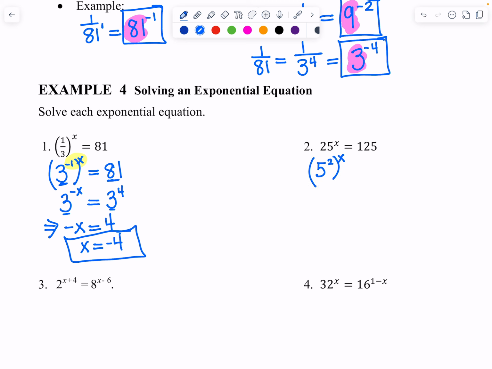The x on the outside equals what? 5 raised to the third power here will give me 125. Now, what rule did I tell you? This is the power rule for exponents. It says multiply exponents. So I get 5 raised to the 2x equals 5 raised to the third. This is exactly what I want. I want the two sides to have the same base. So now I can just set the exponents equal. 2x equals 3. Solve this, x equals 3 halves.